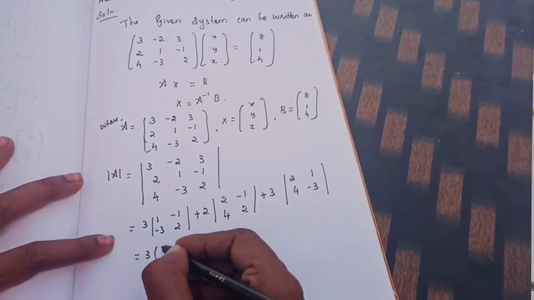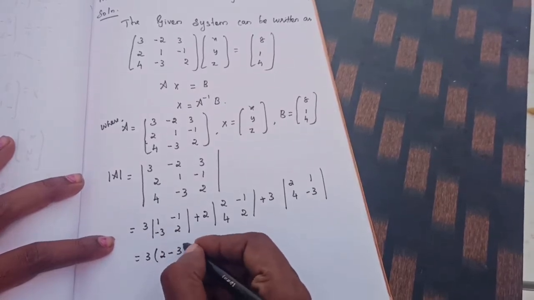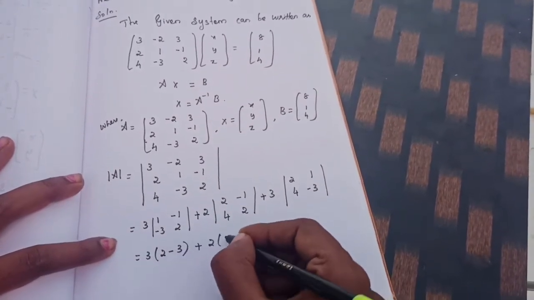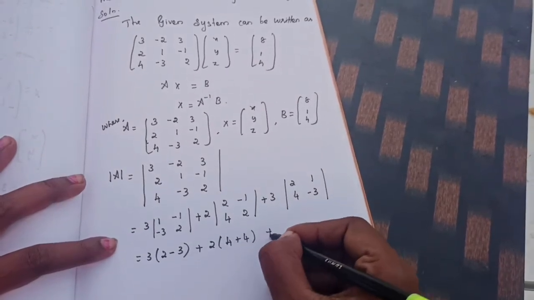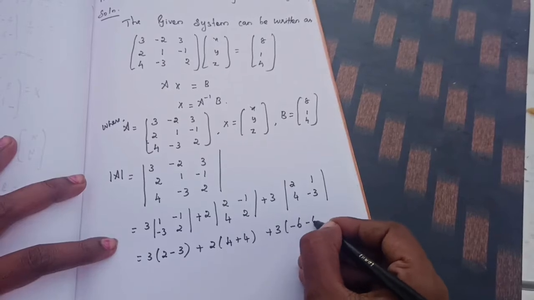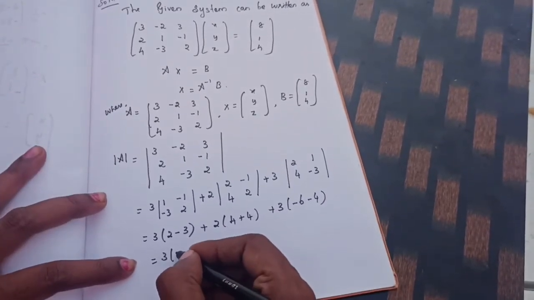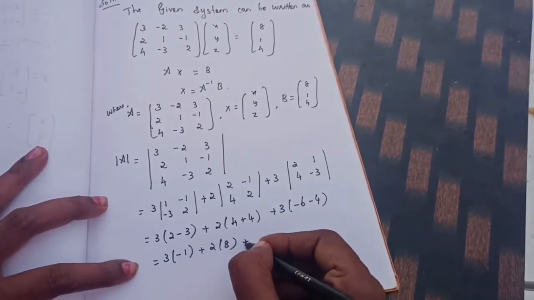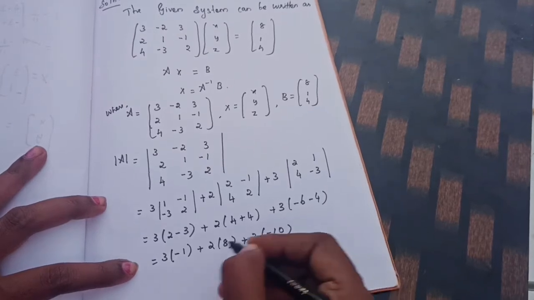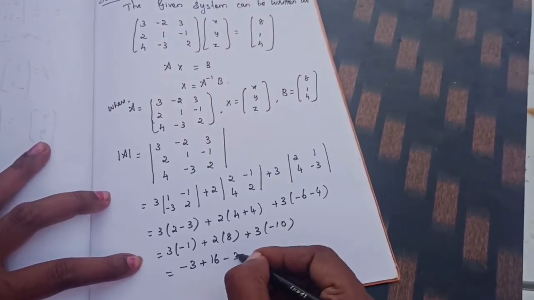That's equal to 3 into 2 minus into minus plus. Again it will be minus minus 3 plus 2 into 4 minus into minus plus 4 plus 3 into minus 6 minus 4. This and all, you have already learned in more than 10 problems, so because of that I am skipping. That is 3 into minus 1 plus 2 into 8 plus 3 into minus 10. Now minus 3 plus 16 minus 30.